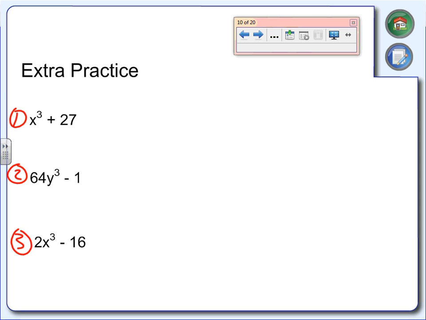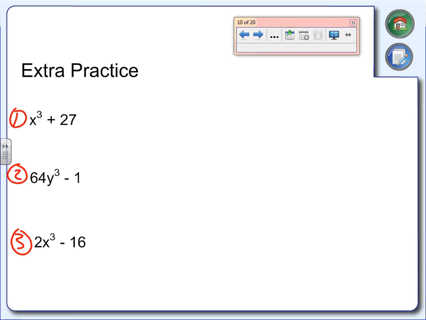So if you take a look at the first one there, we've got x to the third plus 27. And I want to know, what are the factors? What are the 2 things that we multiply together to get that particular answer right there? Now the first step is to always look for a GCF. Samantha, what does GCF stand for? Greatest common factor. And do we have a greatest common factor in the first one? No. Right? Yeah. No greatest common factor.